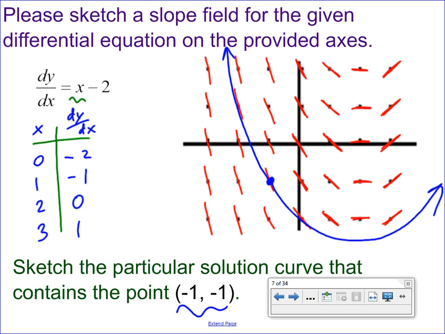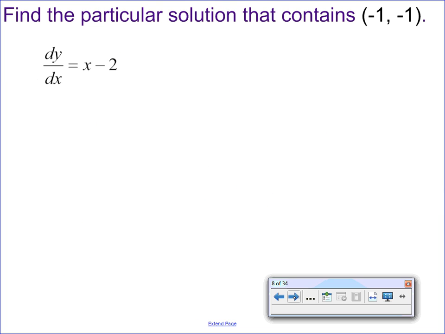All right. So we'll see how we did. What do you mean we'll see how we did? Well, I'm going to go ahead and now find the particular solution algebraically that contains that point, and we'll compare with our rough sketch. So how do we do that?